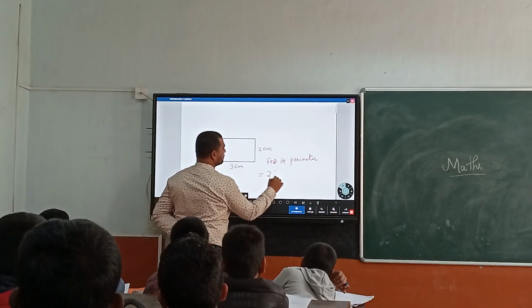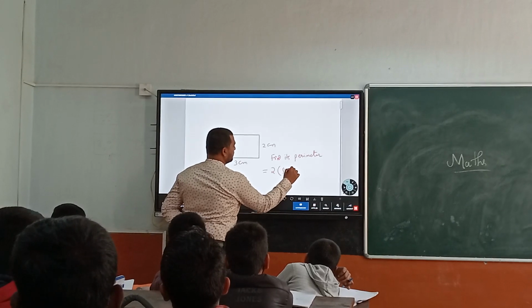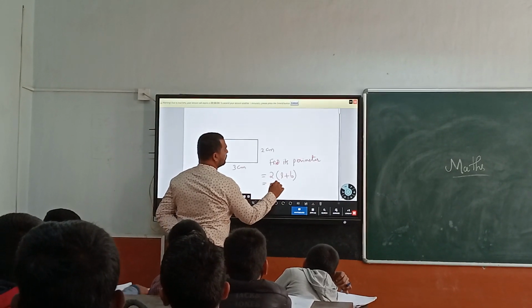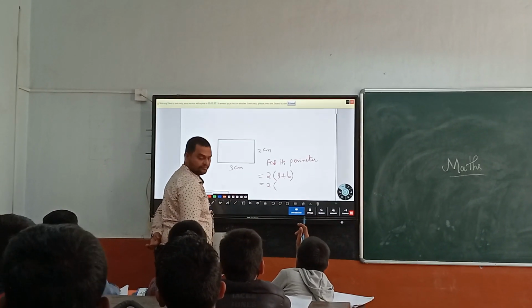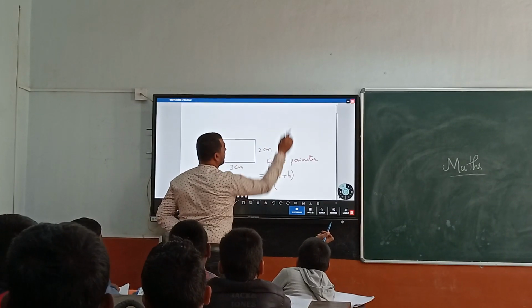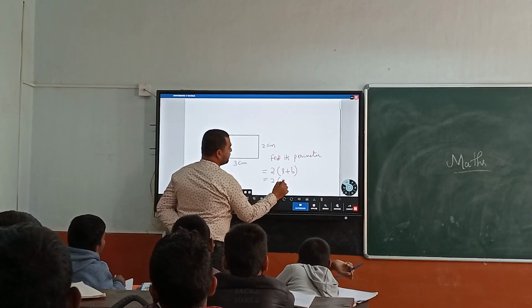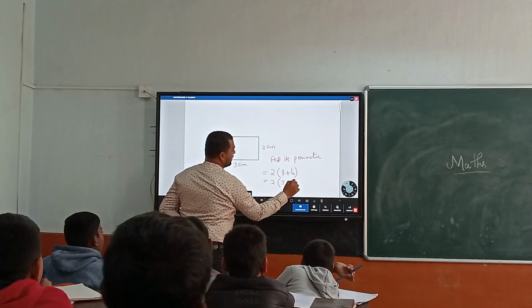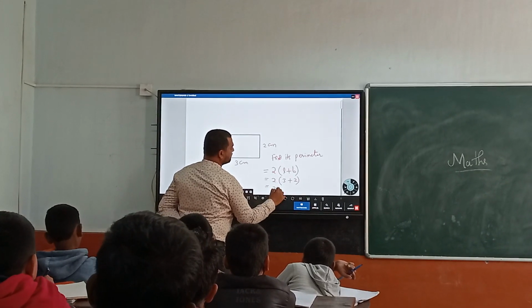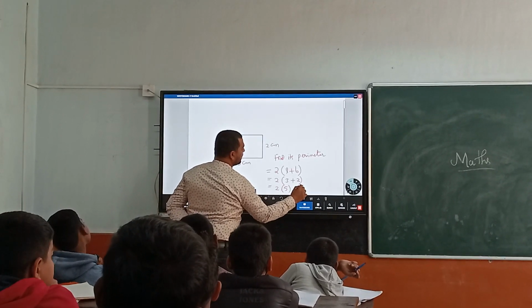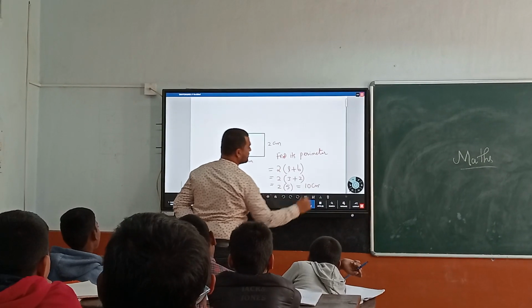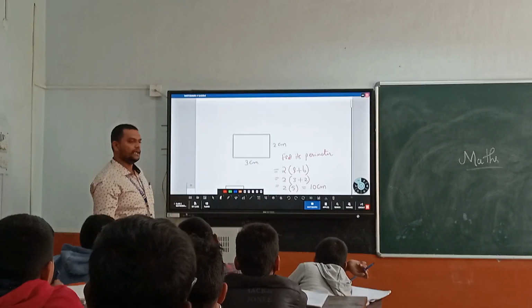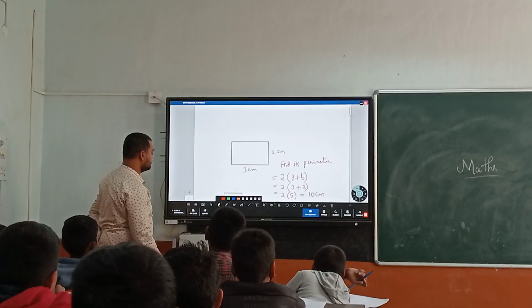2 of (L plus B). Substitute in the formula: 2 of length, how much? 3 centimeters, and breadth is 2 centimeters. So 2 of 5, it becomes 10 centimeters. So it's the perimeter of the rectangle as we see in the problem, right?